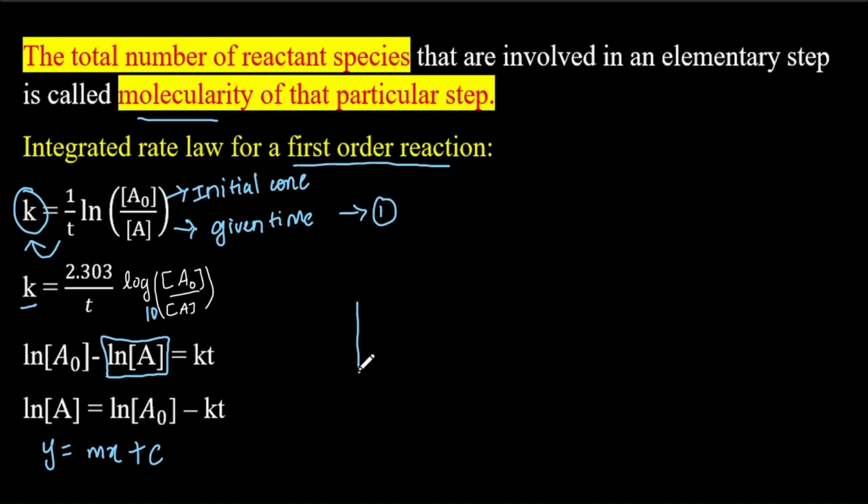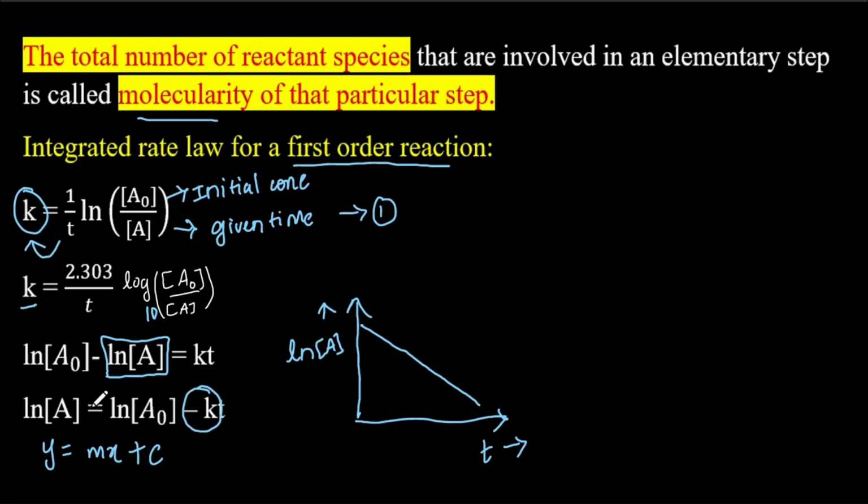So when you plot a graph for ln A and time, you will get a straight line with negative slope. So the negative slope will give you the rate constant value. So the graph for a first order reaction is between ln A and time t. So we will go to the next step.